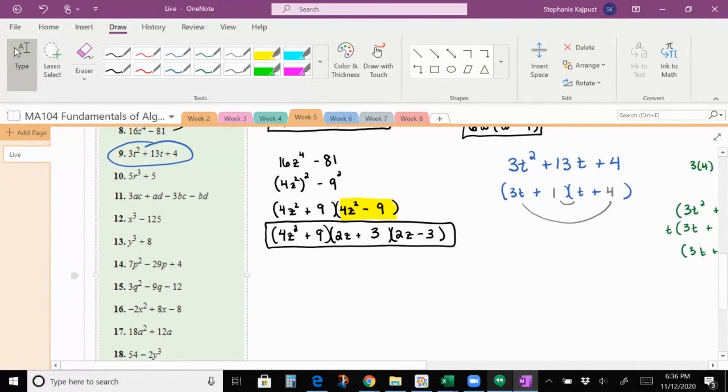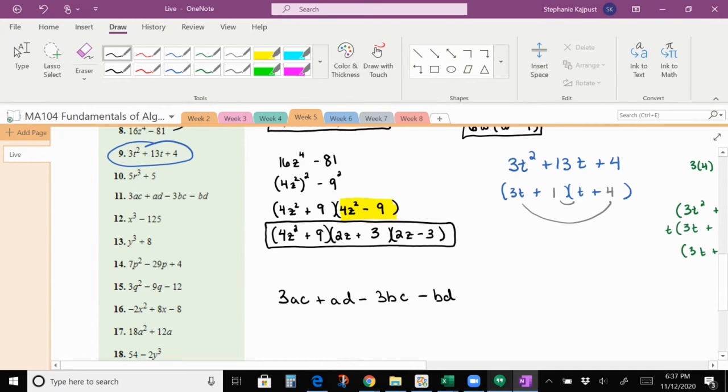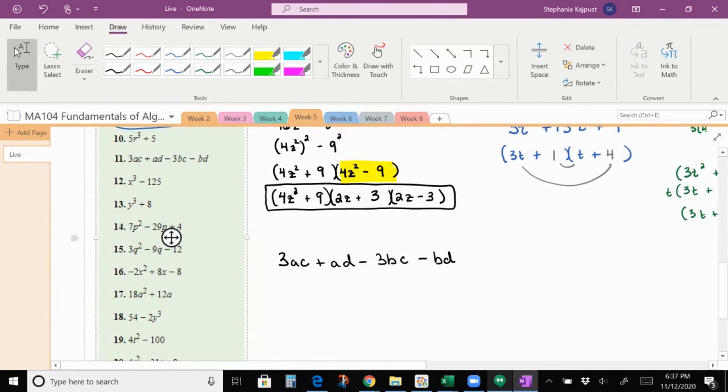Let me see if there's a different one that I didn't copy over, because some of these, like if there's 4 terms, you immediately want to do the grouping there. Actually, let's do 11, because that looks like a good one. 3AC plus AD minus 3BC minus BD. Yeah, so if you've got 4 terms like this, you immediately want to do grouping.